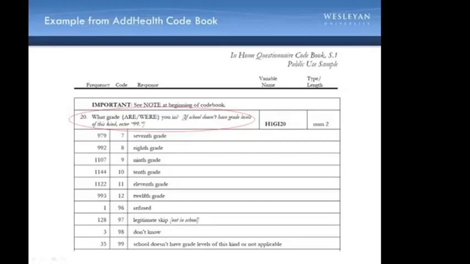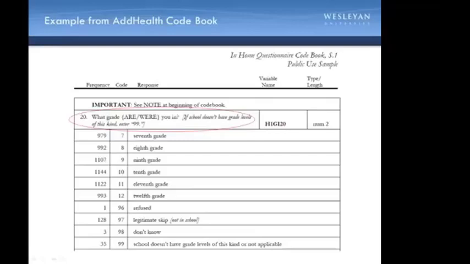Here I have an example from the AdHealth codebook. For each of the variables, you have the description of the variable that is measured. In this case, it's the question, what grade are you in? A codebook will also include the various measurement or response options. So here you can see that possible response options include 7th through 12th grade, refusal to answer the question, a legitimate skip for those not in school, don't know, and the school does not have the grade levels, or the question is not applicable.